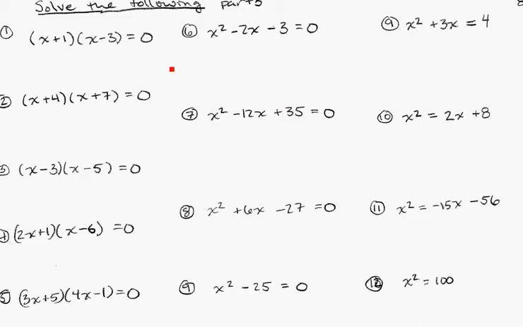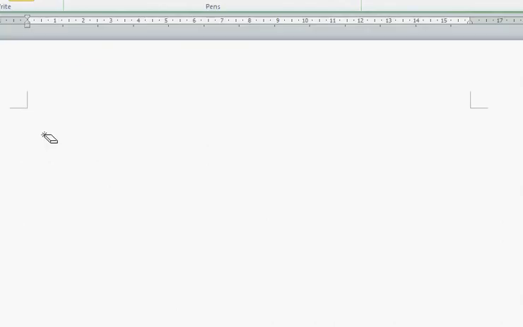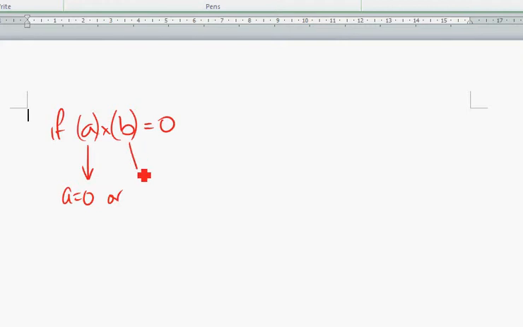Solving the following quadratic equations. Now, this relies on the principle that if a times b equals 0, then either this factor here, a, is 0, or that factor there, b, must be 0.